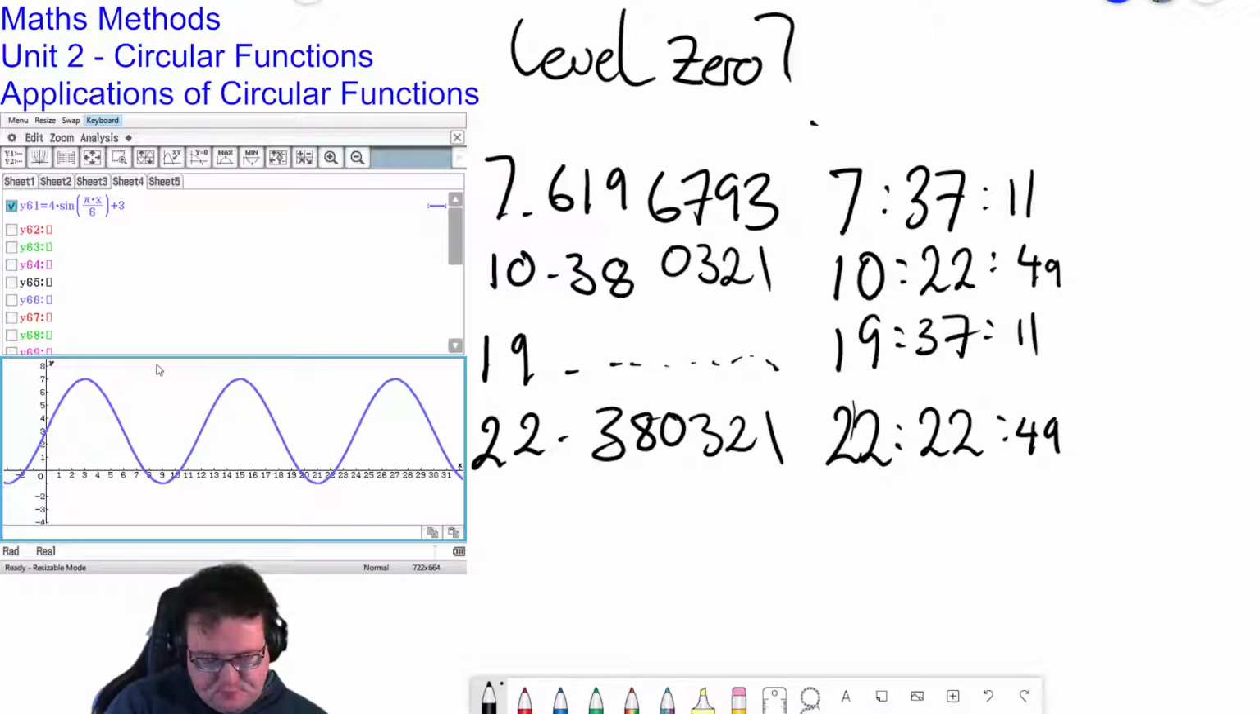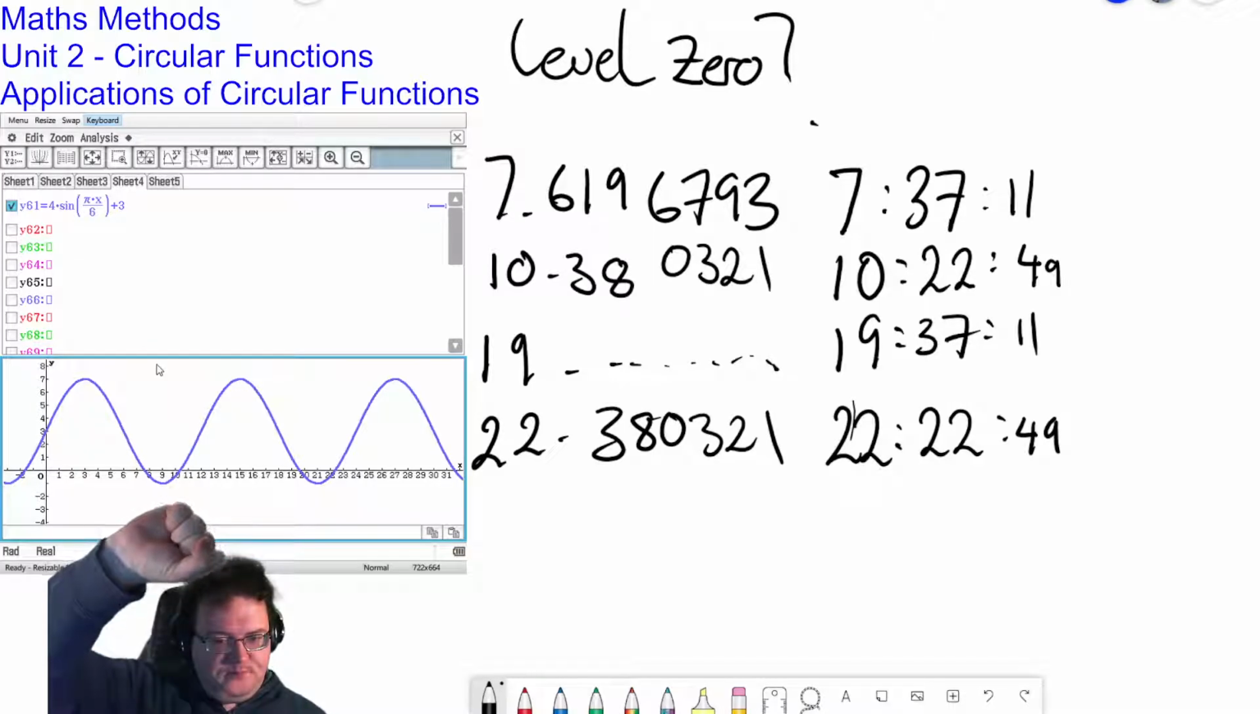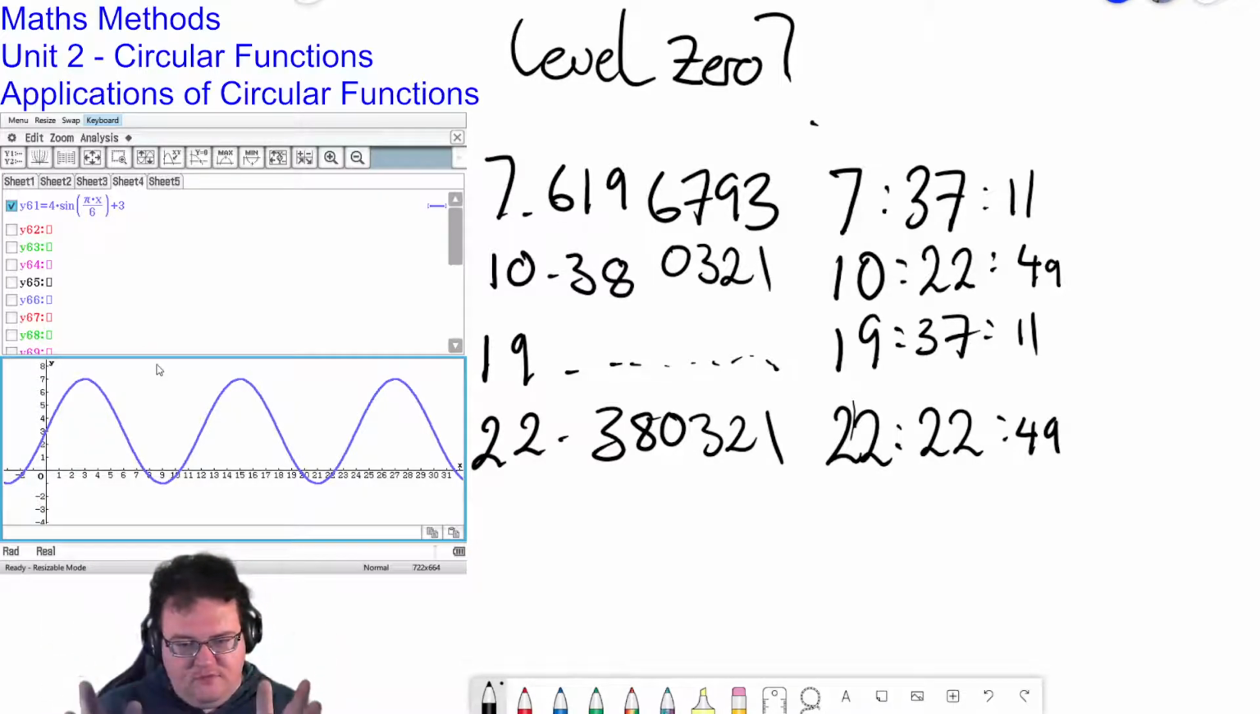So by putting the +3 on there, I have taken the entire graph of 4 sine(pi x on 6) and I've just moved it up. I've just picked it up and moved it. That, of course, changes where the intercepts are. It doesn't change when the maximums and the minimums are. It does, however, change how high or how low they go.